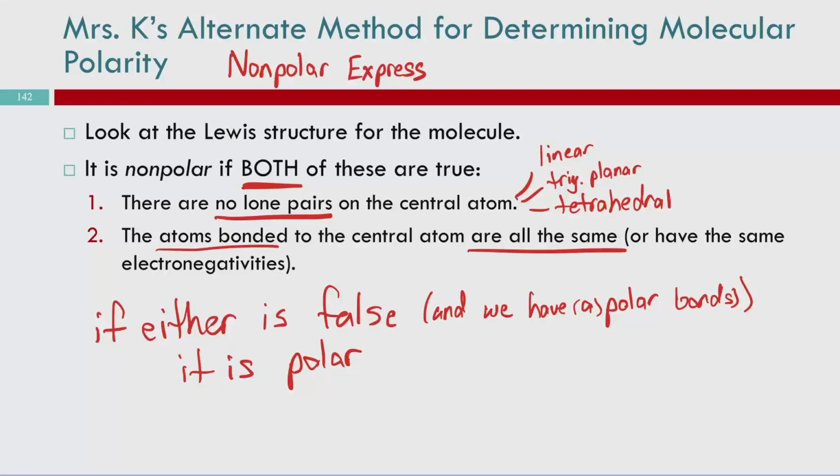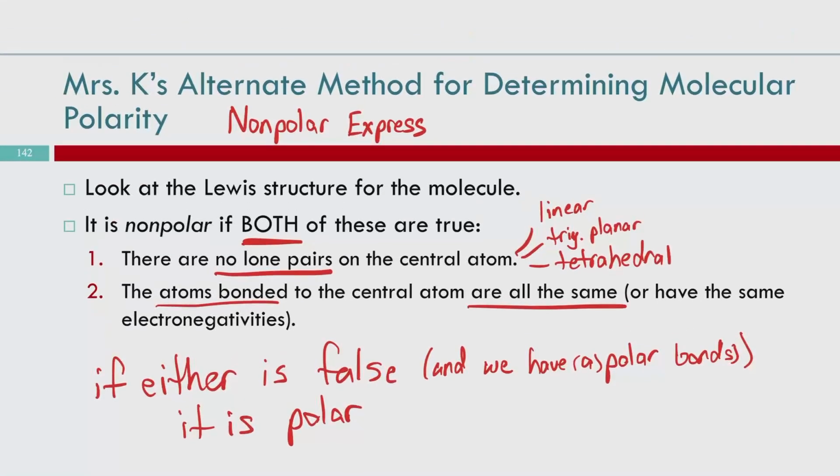Okay, at the end of last class, we talked about shapes. We were talking about electron geometry, molecular geometry, like the shape of a molecule. And we got to electronegativity, talking about unequal sharing of atoms across a bond. And then finally ended up here at the nonpolar express.